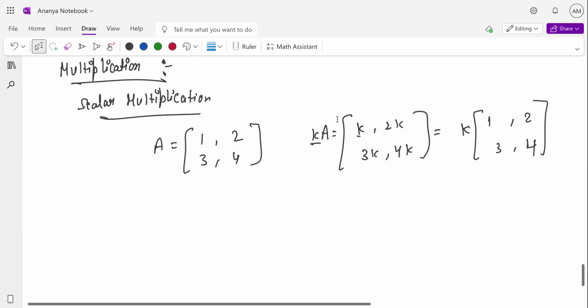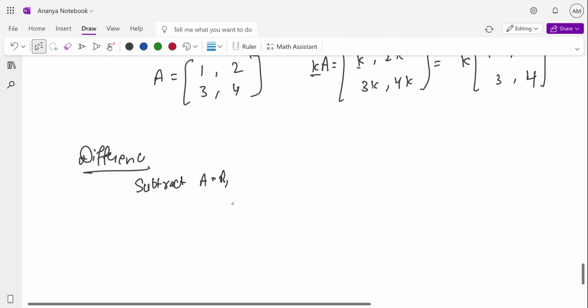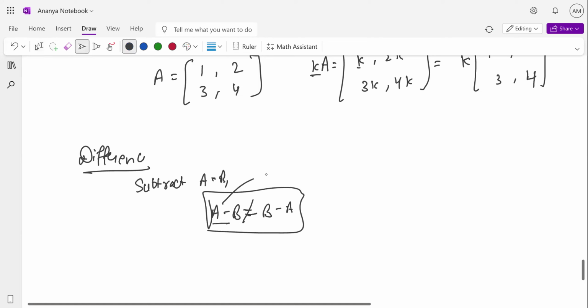Then we come to the difference of matrices. What could that be? Same thing: if the order is the same, you subtract the elements. Difference, A minus B. So what do you think in this case? Will A minus B equal B minus A? Not necessarily. It will only be possible if the entries are zero, like if A minus B comes to zero, or else it is not possible.